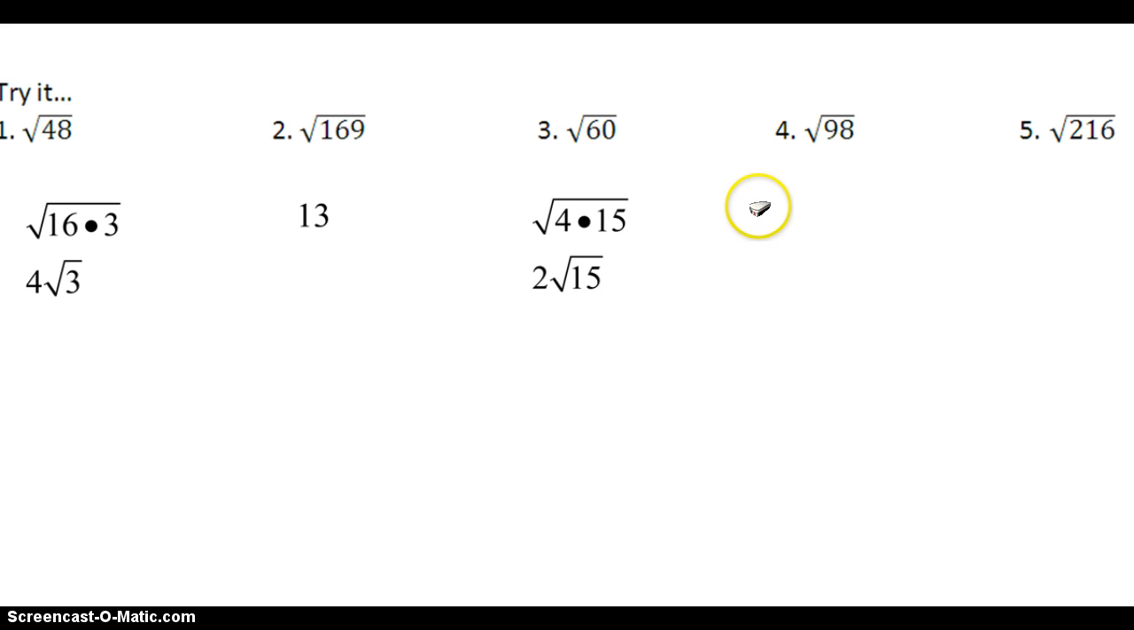Next we have root 98. And if I divide 98 in half, I get my perfect square of 49. Then the square root of 49 is 7, so my answer is 7 root 2.